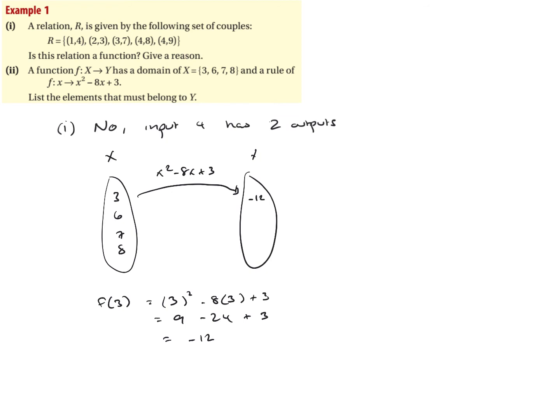The next thing we're going to do is put 6 through, so we've got f of 6, I'll do it up here, and that's equal to 6 squared minus 8 by 6 plus 3.